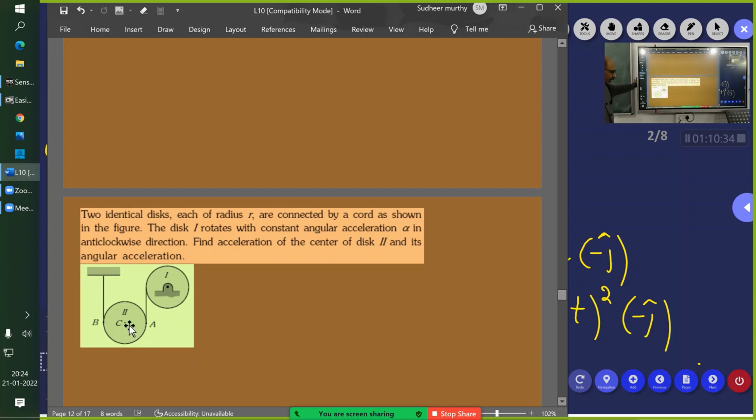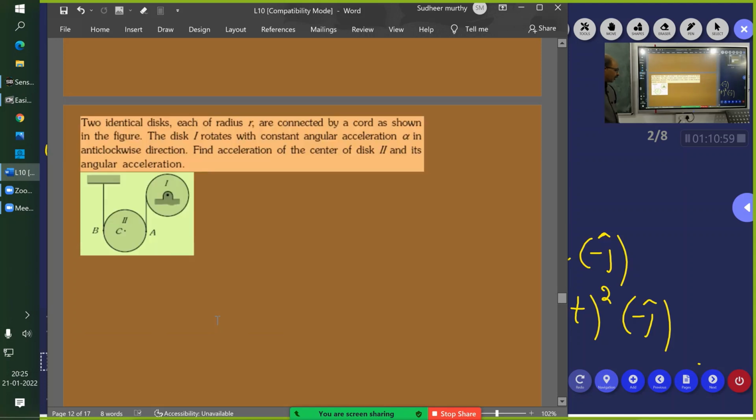Because of the weight there is torque, and because of the weight there is also acceleration downwards. Because it will accelerate downwards, this point B will go on shifting down. This point B will start shifting down. Anyway, we'll see the solution now here.